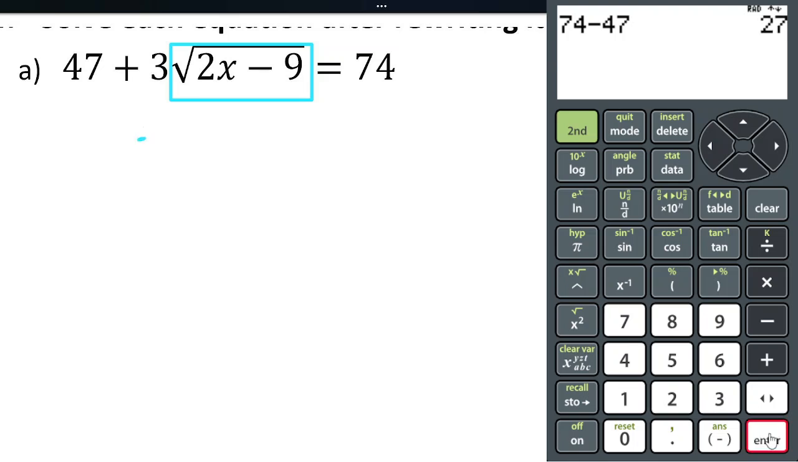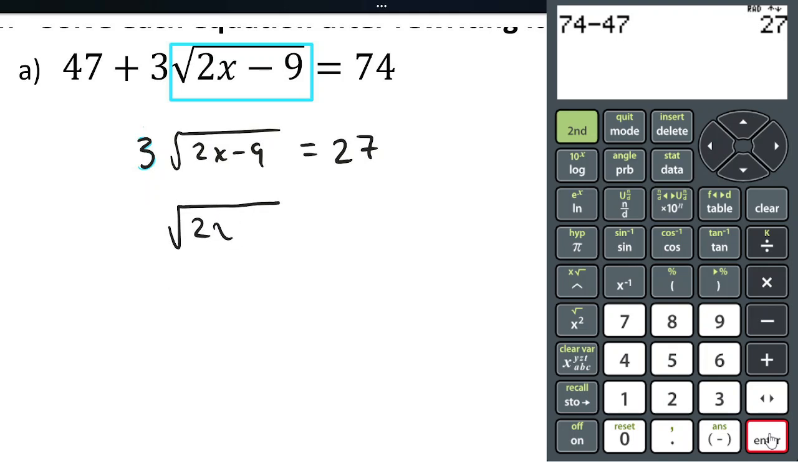So I can rewrite this as 3 times the square root of 2x minus 9, and that equals the number 27. What I'm going to do next is divide both sides by 3. Over on the left-hand side, that becomes the square root of 2x minus 9, and that will equal 27 divided by 3, which is, of course, the number 9.